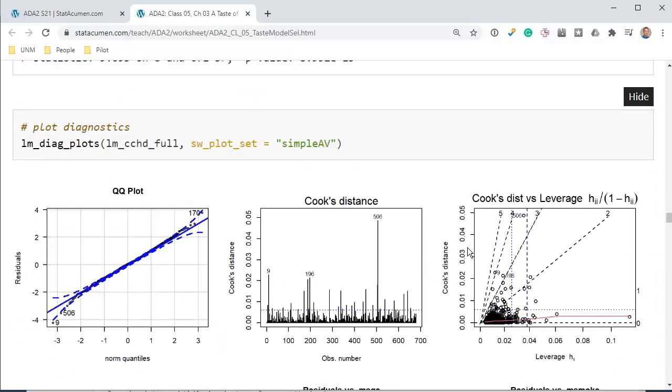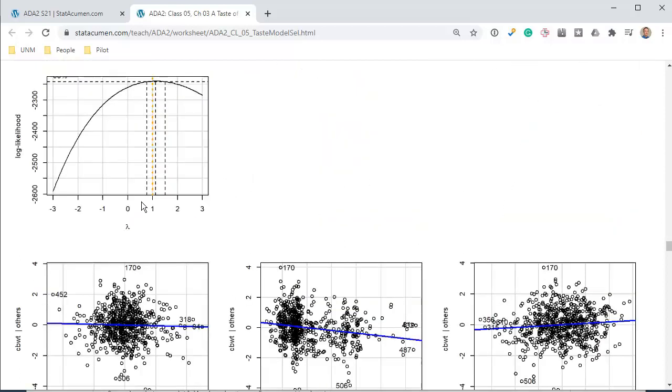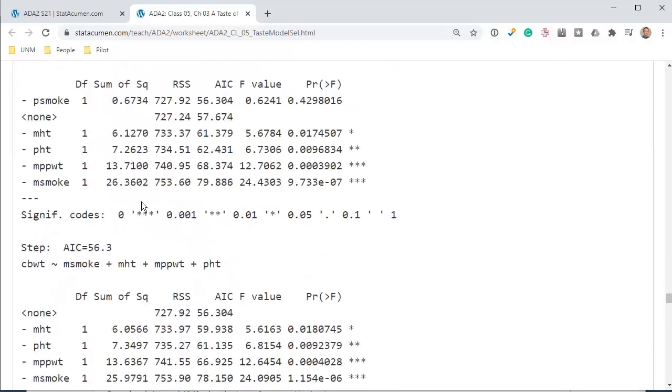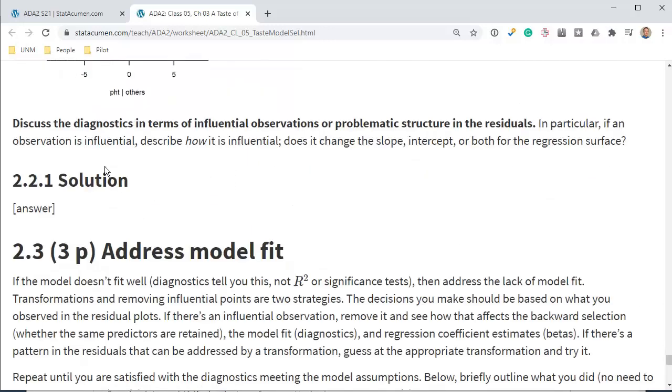All right, let's look at the diagnostic plots. Let me page down for just a moment. Model selection starts here. Keep paging down. Okay, that's the reduced model. I just want to keep in mind what we're going to be answering. So discuss the diagnostics in terms of influential observations or problematic structure in the residuals. So that's model assumptions. In particular, if an observation is influential, describe how it is influential. Does it change the slope, intercept, or both of the regression surface? Okay, so we're going to keep that question in mind.